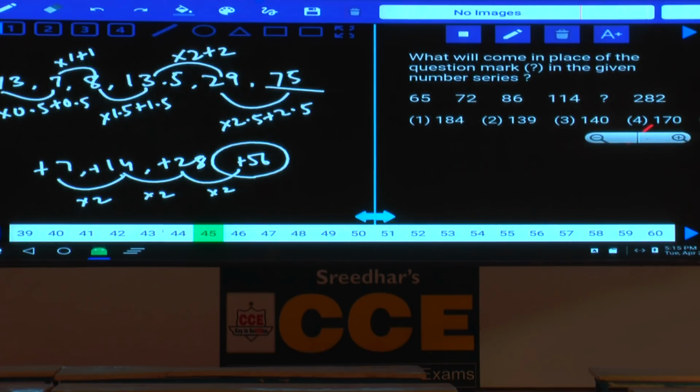Now this is about question numbers 41 to 45 and paper number 634.